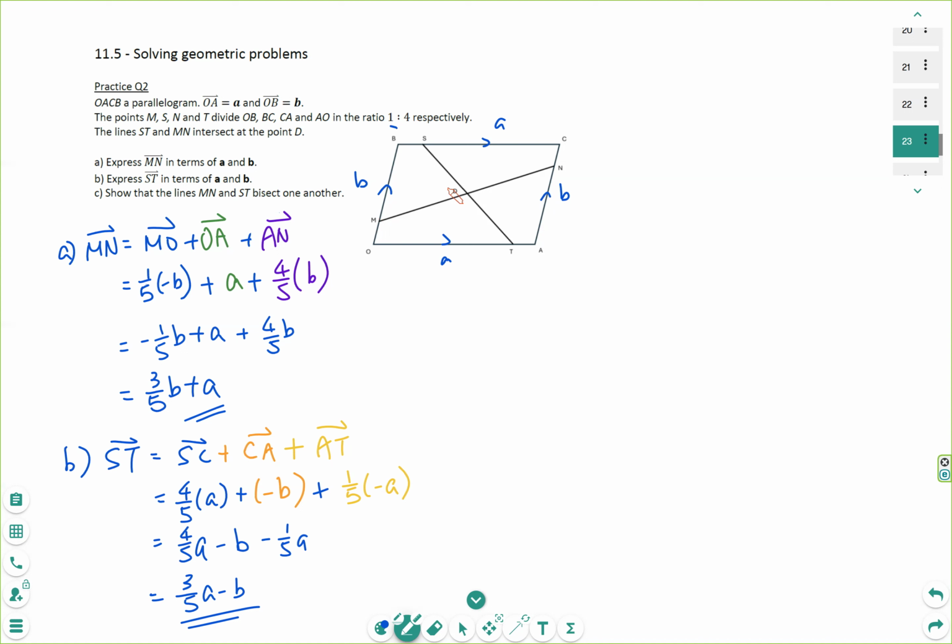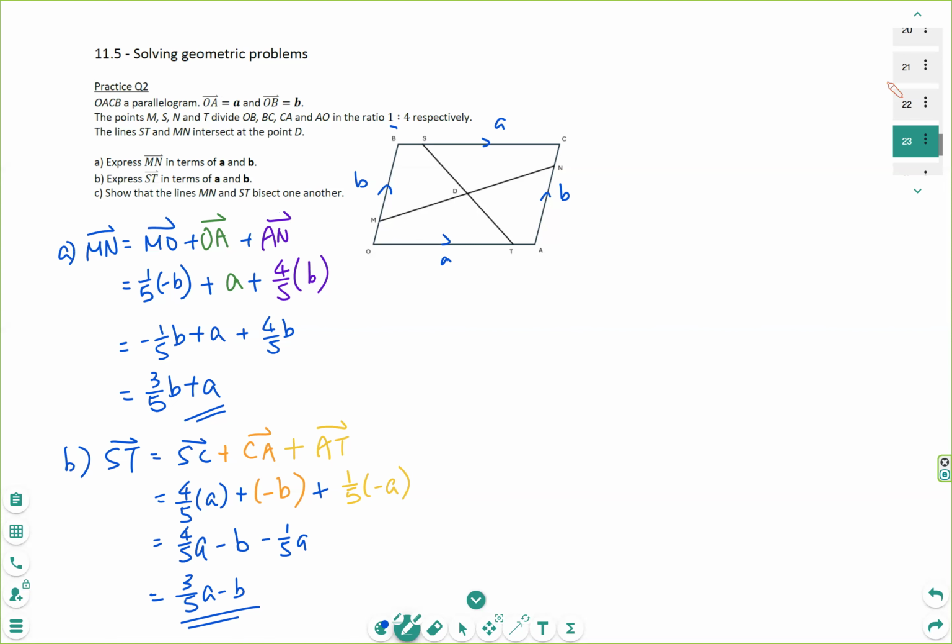For ST, I did SC, CA, AT. SC is 4/5 of A, and CA is negative B because opposite to the arrow. And then AT, opposite the arrow, is 1/5 of negative A. So simplify, you get 3/5 of A minus B. Okay, hopefully you don't have any issue with that.